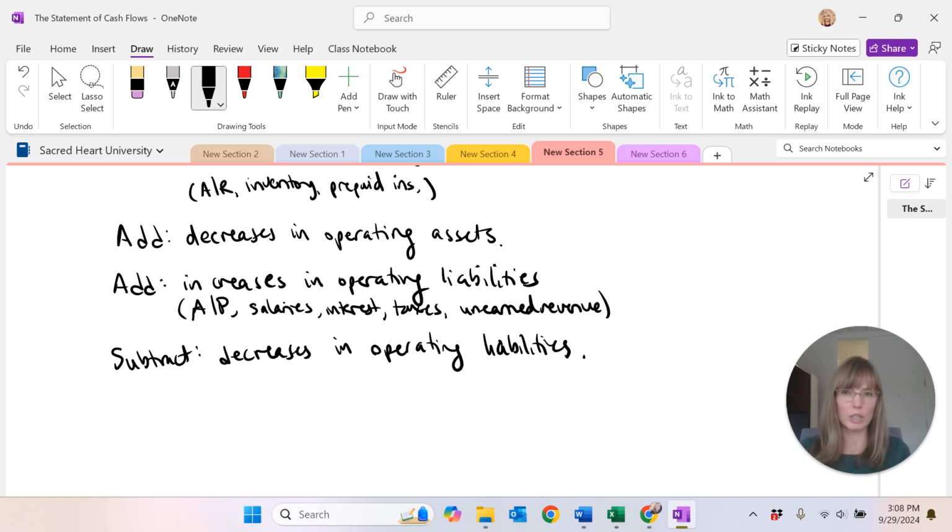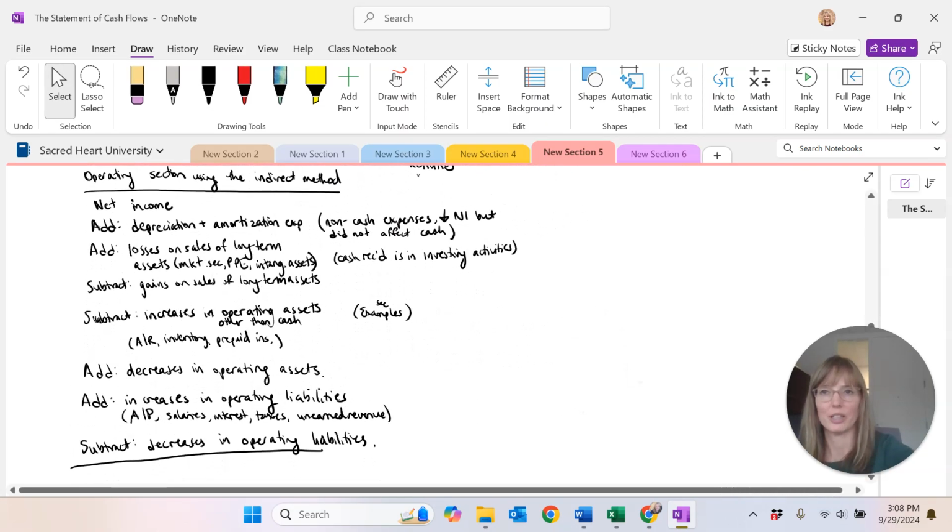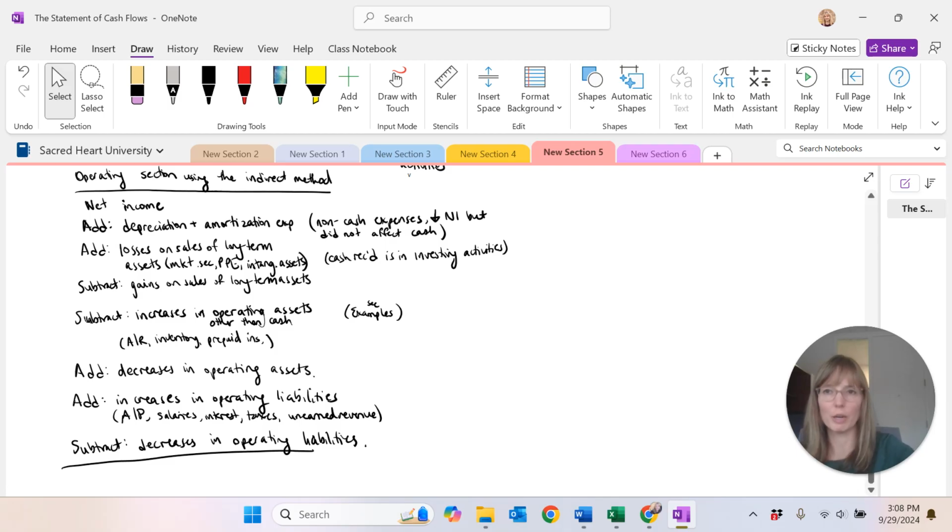And that's it for our operating section using cash from operating activities using the indirect method. We have our net income, we have a whole bunch of adjustments, and then we get to our cash from operating activities using the indirect method.